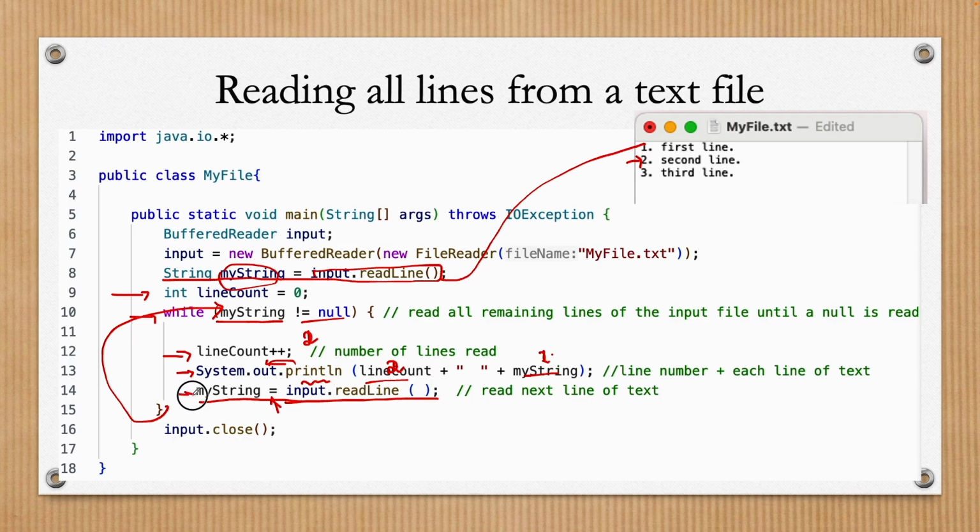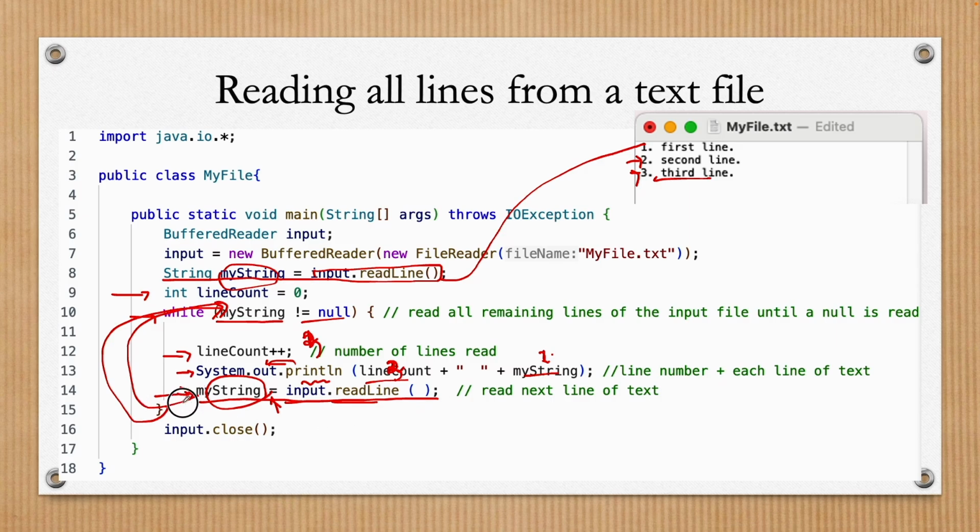And then goes to the next line, and it's going to read the third line. So once it reads the third line, it will save that value into my string. So my string is a variable, a container. It can be assigned to a new value, and it goes back to the condition again. Still, it's not null. There's something there, so it's true. It goes to line count. It becomes 3. System out print line count, which is 3, and the third line, my string will be printed.